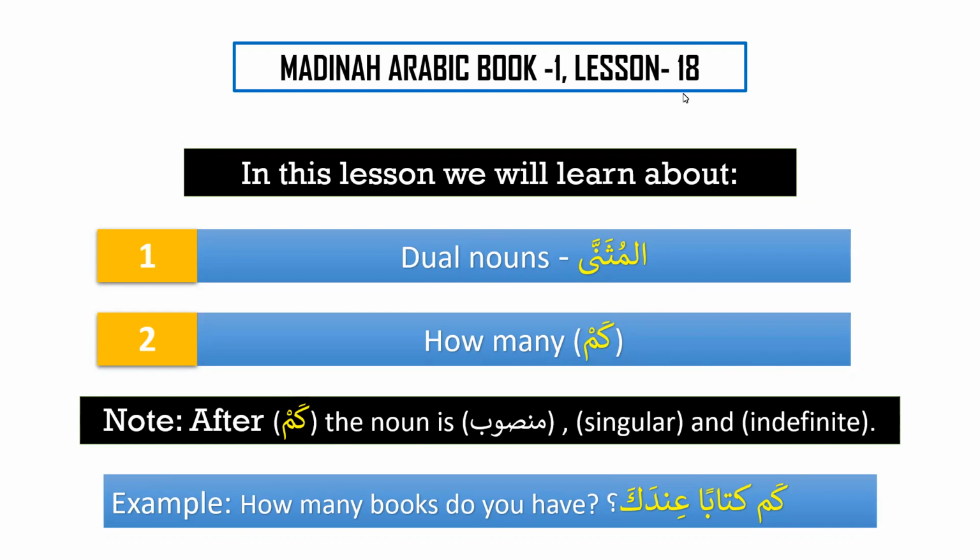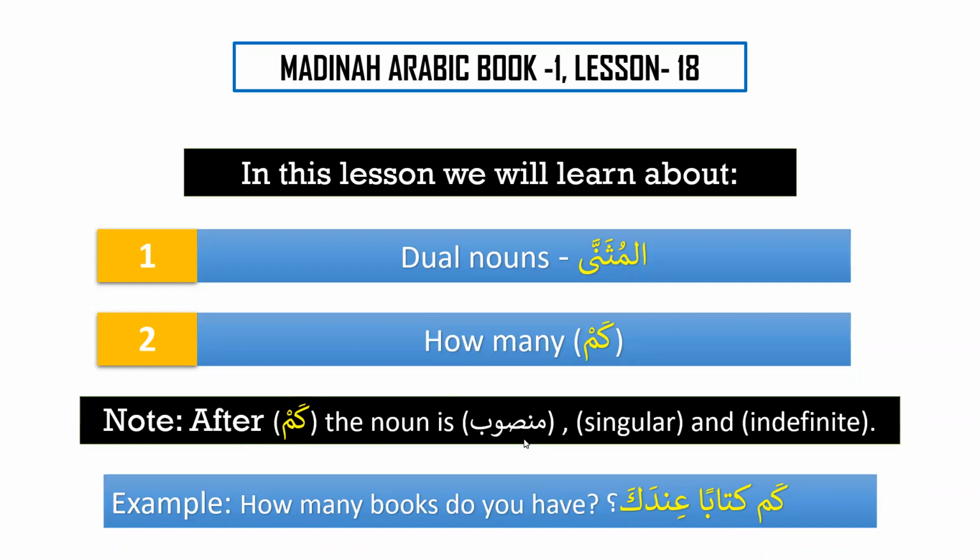Lesson number 18. In this lesson, inshallah, we will learn about the dual nouns, which is called al-muthanna, and the word or al-ism, which is kam, that means how many, and it is called kam al-istifhamiya. Al-istifhamiya means it is used to ask a question. Now, after kam, we can see here in this example, the noun is mansub, it is singular and indefinite. Kam kitaban indaka.